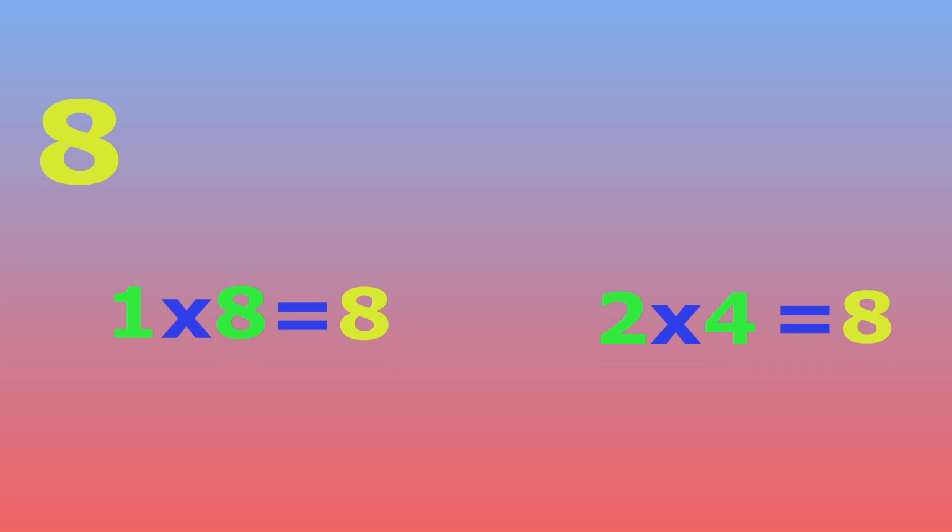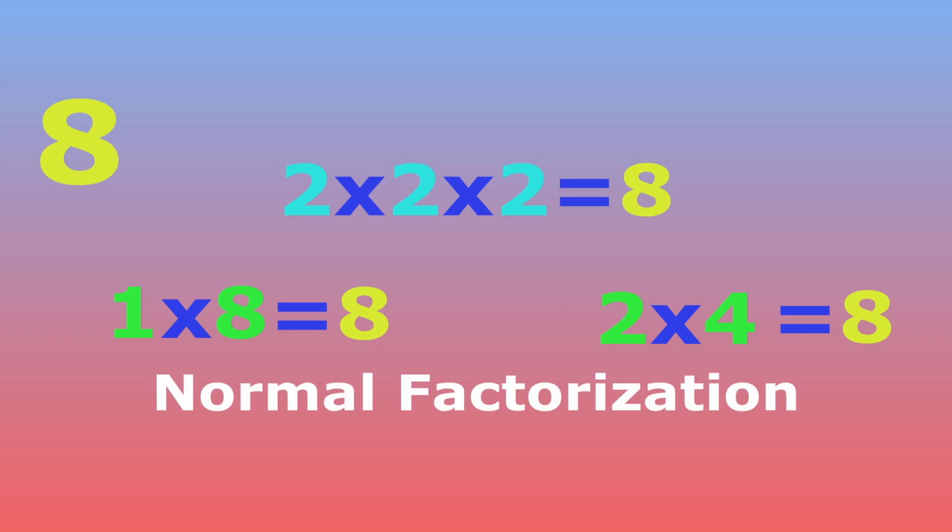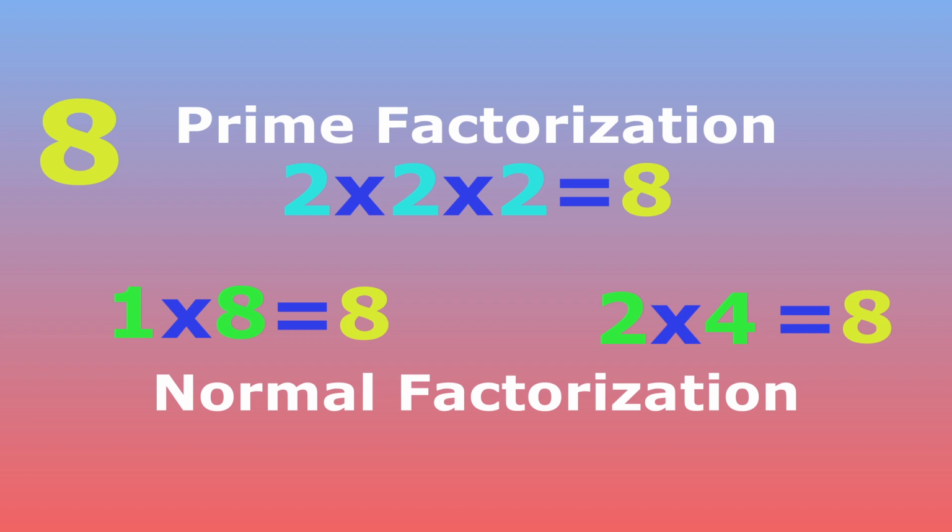2 factor pairs. Do you remember how the number 8 looks in prime factorization form? We get 2 times 2 times 2. So the number 8 can be expressed as either 1 times 8 or 2 times 4 in normal factorization, or 2 times 2 times 2 as prime factorization, where all the factors are prime. You can express the number 8 in 2 ways with normal factorization, but only in 1 way with prime factorization.